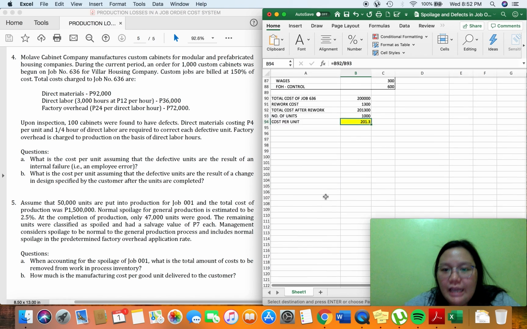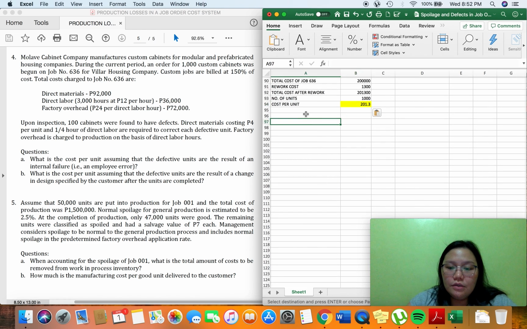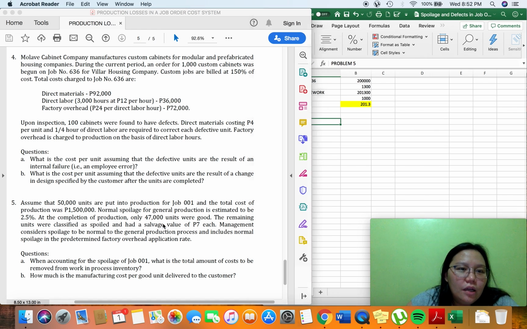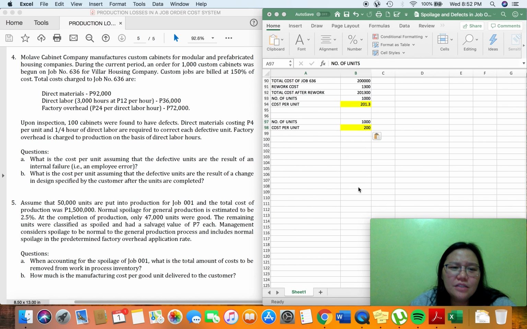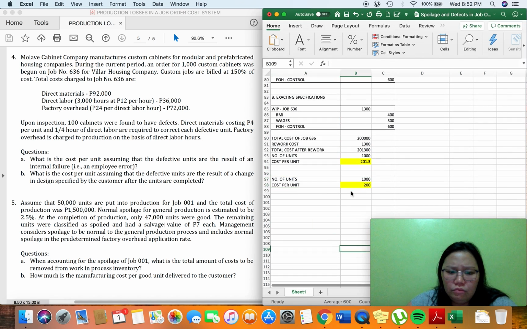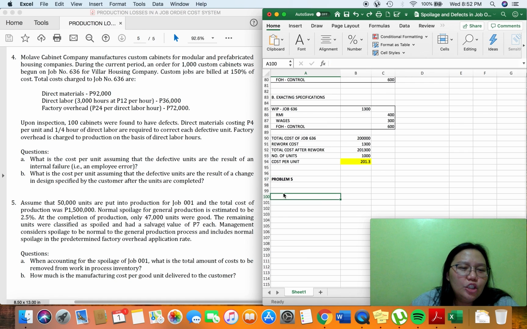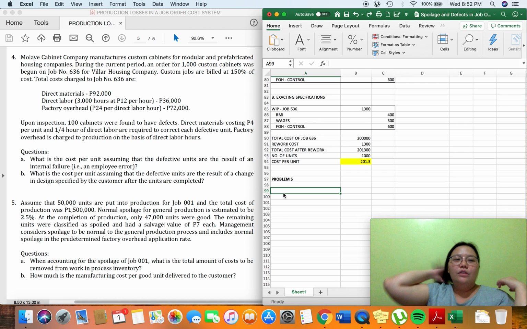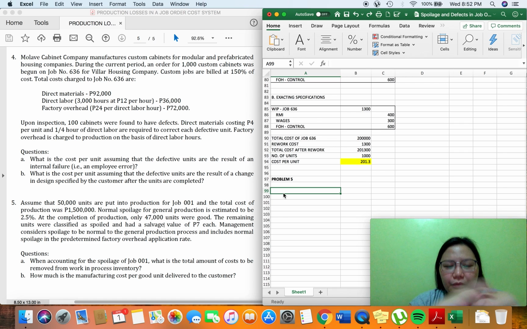So, for problem 5, assume that 50,000 units are put into production for job 001 and the total cost of production was 1.5 million. Normal spoilage for general production is estimated to be 2.5%. At the completion of production, only 47,000 units were good. The remaining units were classified as spoiled and had a salvage value of 7 pesos each.